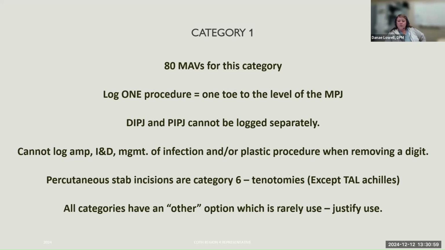If stab tenotomies are performed at the level of the toe, that is a category 6. The important part to note if using the generic other option for logging a case is that you need to support it with details in the description of the procedure to justify why no other option works.